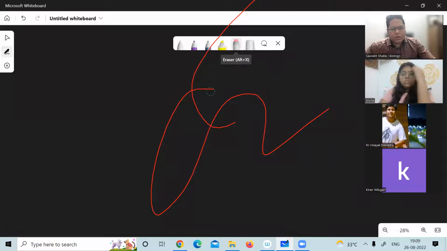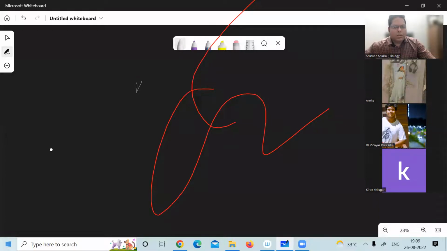Yes, we can see it now. Yeah, the board is visible now, but a few operations are not working properly here, like the eraser is not working. I'm a single host here, no? Yes, you are a single host now.